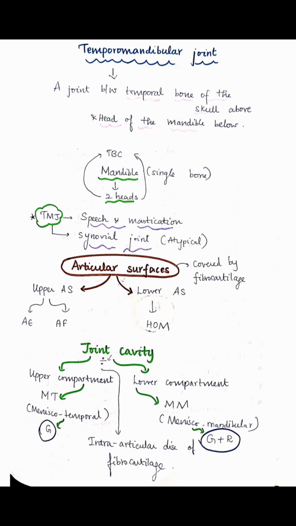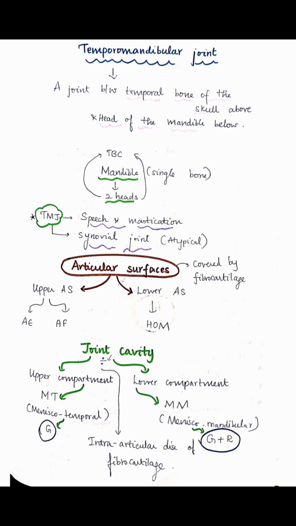The TMJ allows the movements of the mandible for speech and mastication. It is a synovial type of joint that is atypical. Next we will see the articular surfaces. It has two articular surfaces, upper and lower. The upper articular surface is formed by the AE, articular eminence, and AF, articular fossa. The lower articular surface is formed by the head of the mandible, which I have represented as HOM.